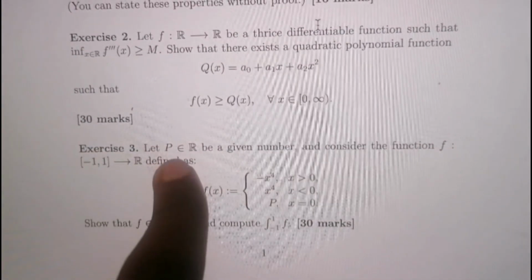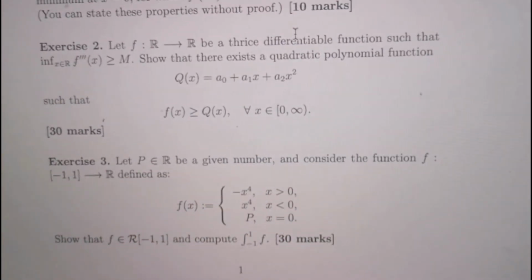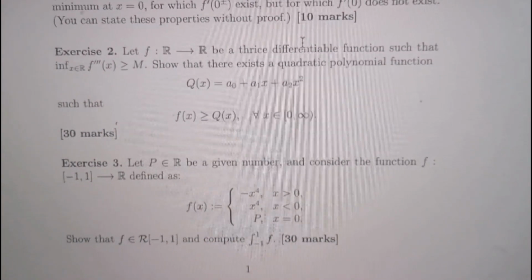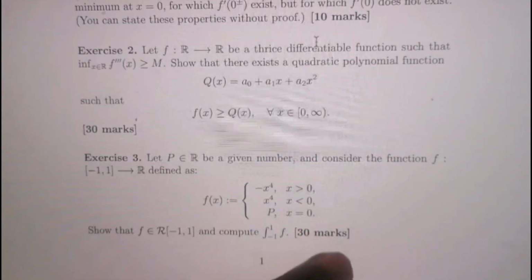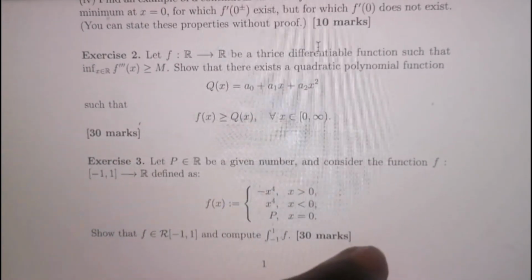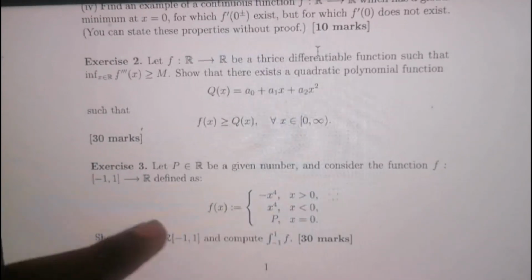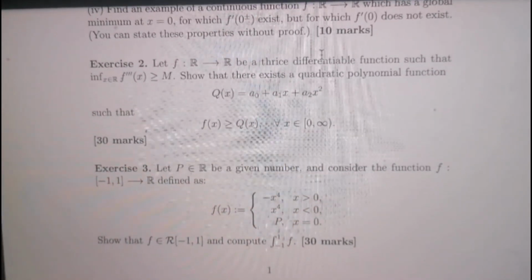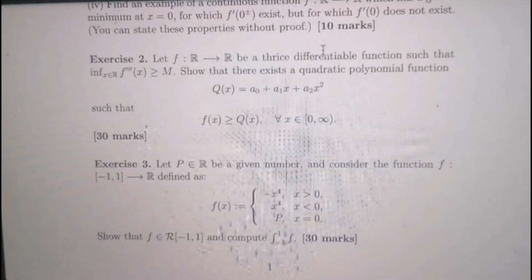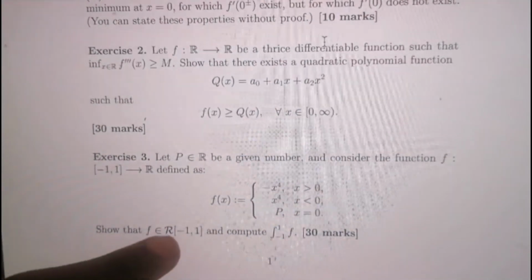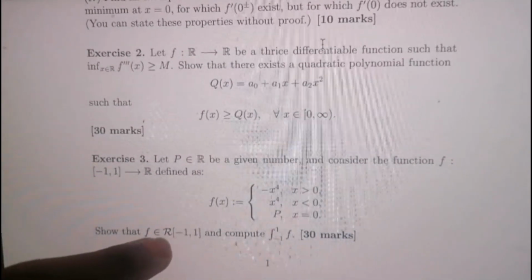Let p be a real number and consider the function f defined as f of x is minus x to the 4 when x is greater than 0, x to the 4 when x is less than 0, and equals p when x equals 0. Show that f is an element of... I don't actually know what this symbol means.